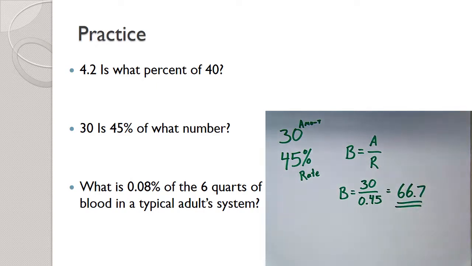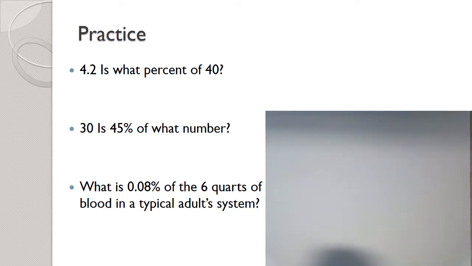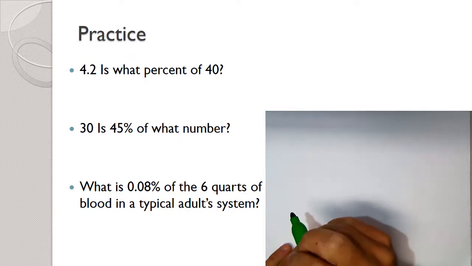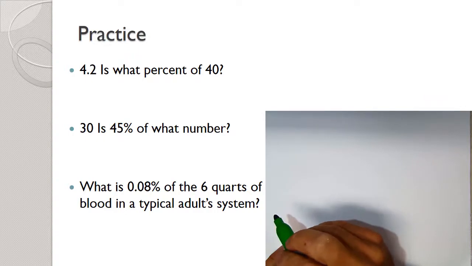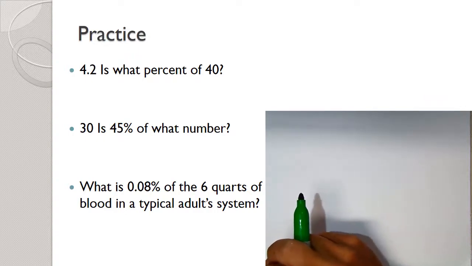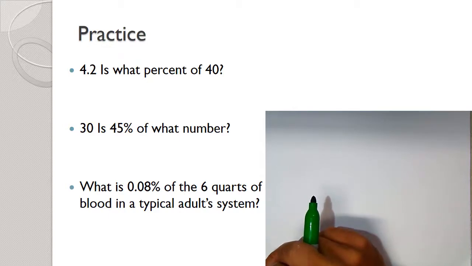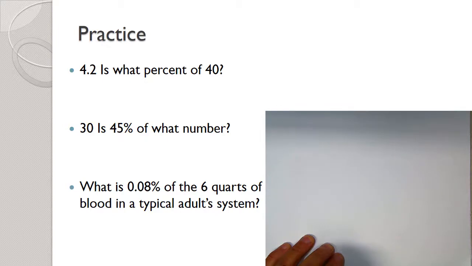And that answers our second one. This brings us back to the type of question we were working on earlier. If you're at the legal limit for operating a motor vehicle, that means 0.08% of your blood is alcohol. So if the typical human has about 6 quarts of blood in their system, then how much of that is actually alcohol flowing through your bloodstream?